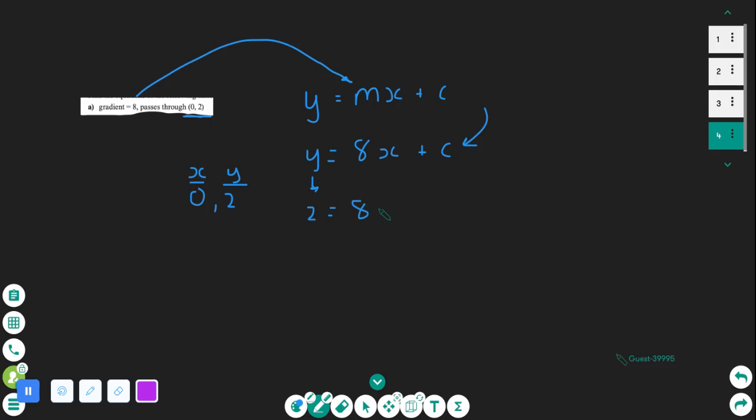So 8x means the same as 8 times x. X is 0 plus c. You simplify it down. 8 times 0 is 0. My 2, I've not done anything with it, plus c. In maths, we're really lazy. We can't be bothered writing out 0.